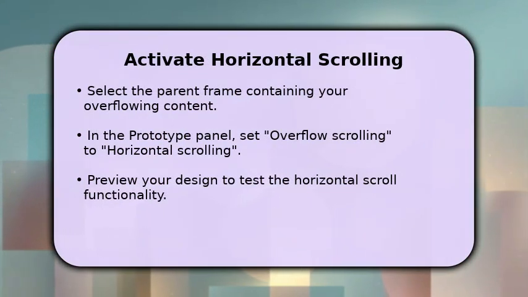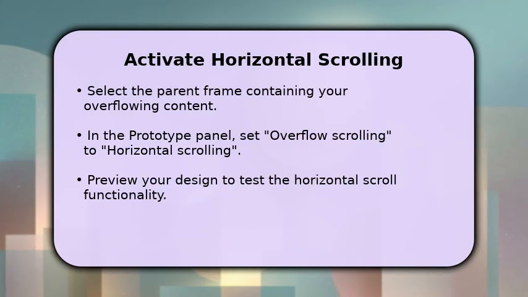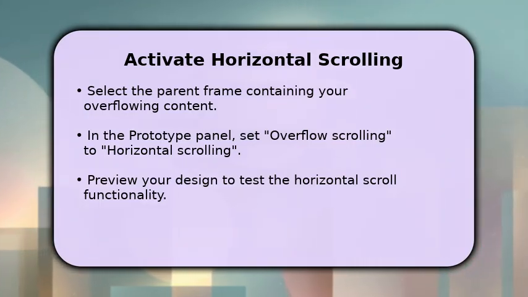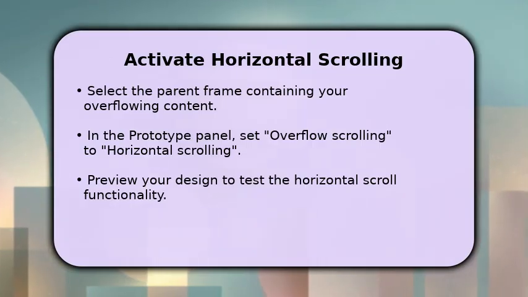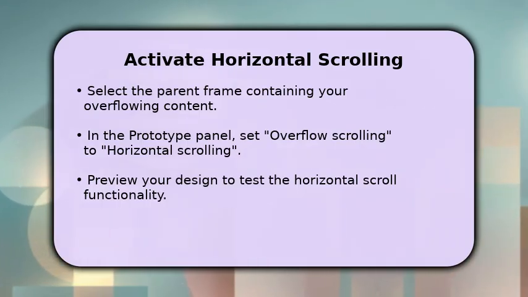Finally, let's activate the horizontal scrolling. Select your parent frame, then navigate to the prototype panel on the right sidebar. Under the Overflow Scrolling section, choose Horizontal Scrolling from the drop-down menu. This tells Figma how to handle the content that extends beyond the parent frame's boundaries.